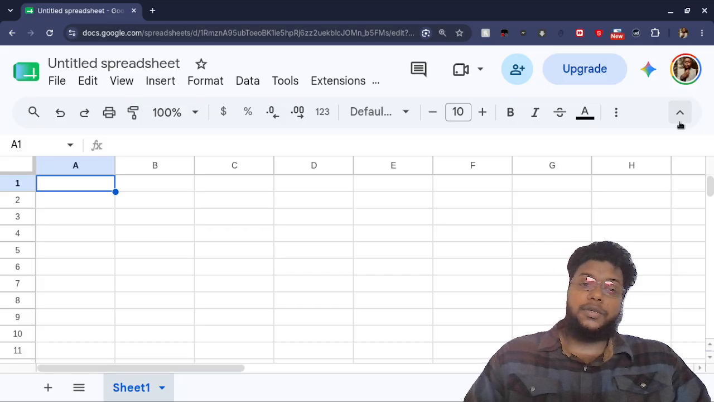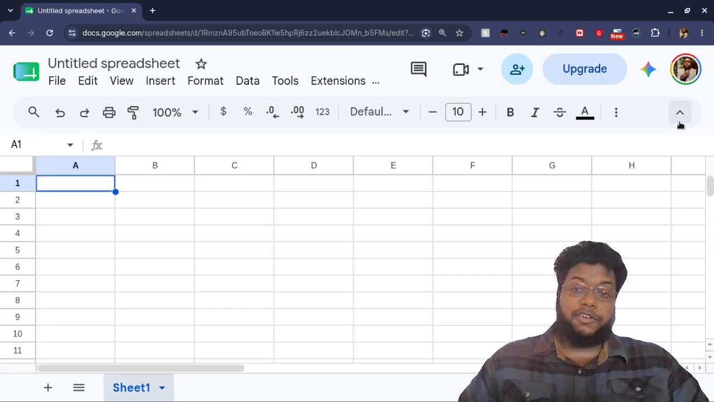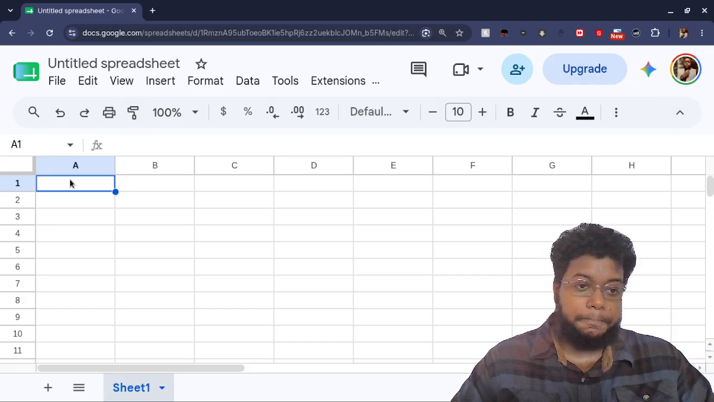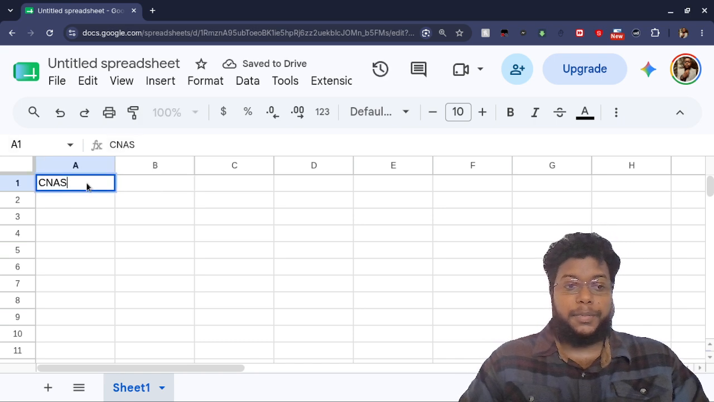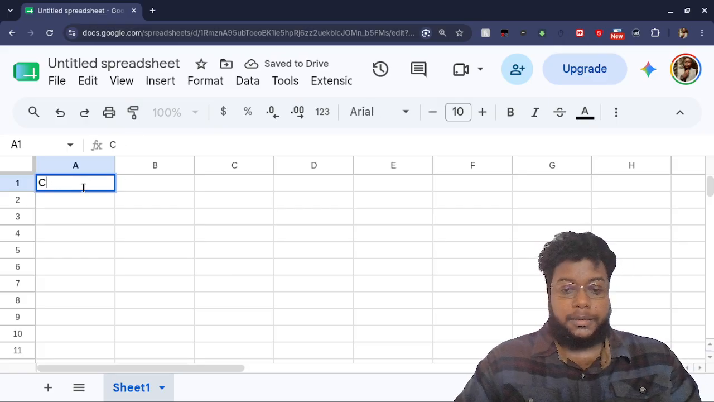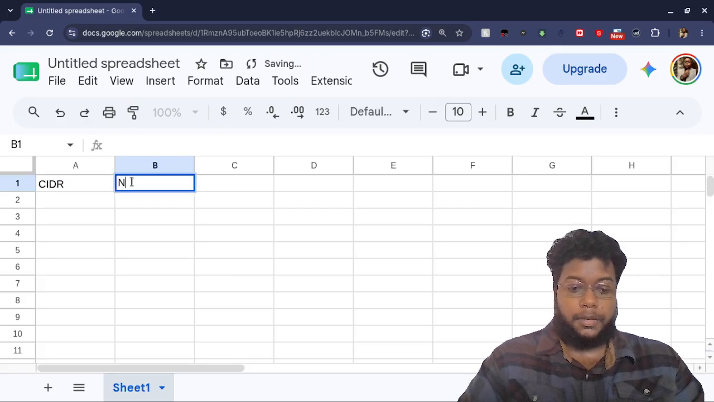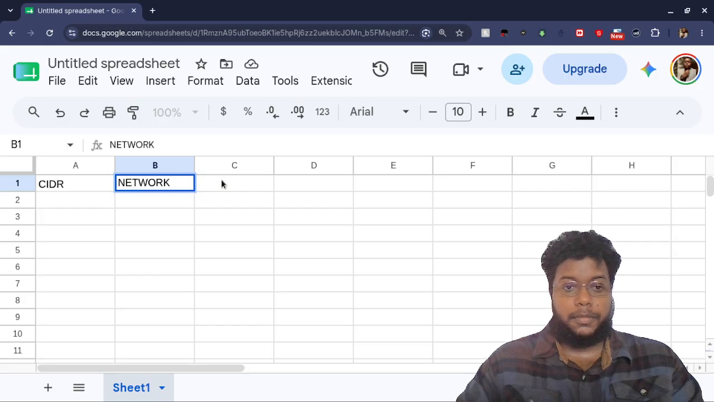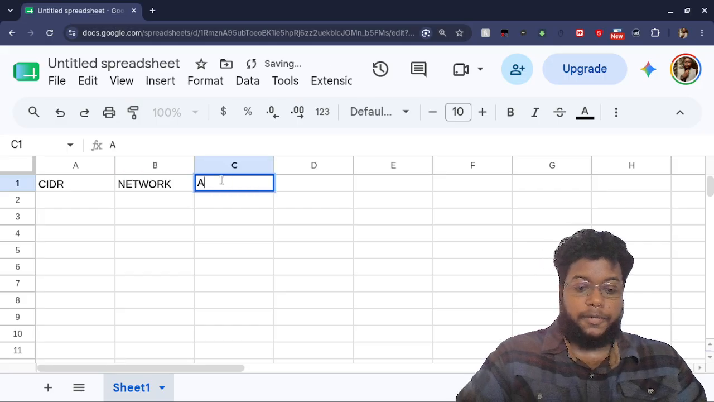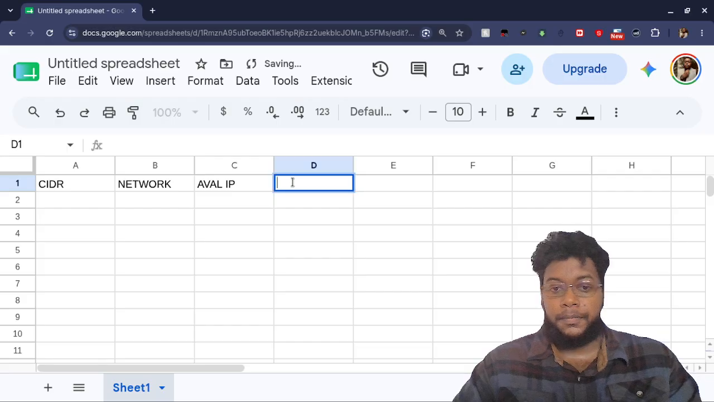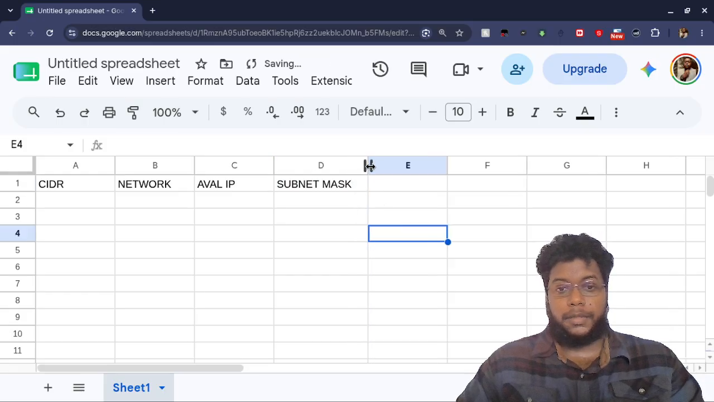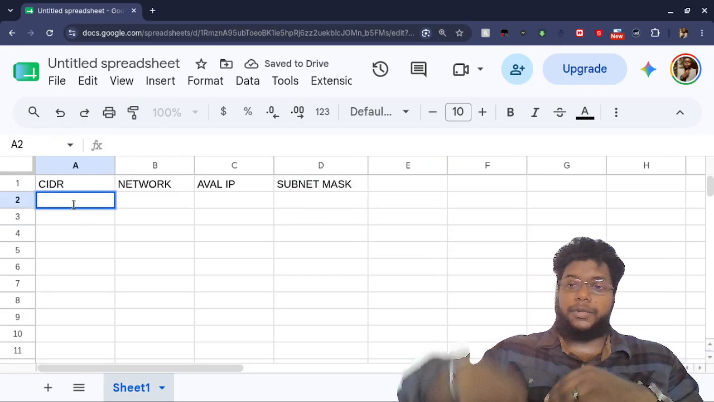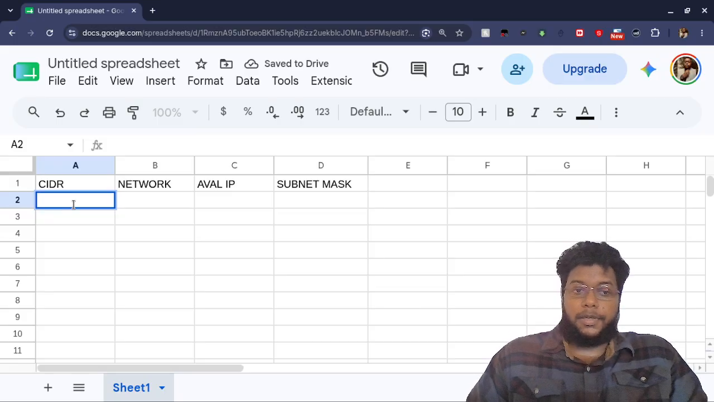Let's get into it. So the first thing that I want you to note is an acronym called CNAS. Look at it. CNAS. Very, very simple. Now let's break this down. CIDR, network, available IPs, and subnet masks. All right, cool. So now that we have this structured out, let's go down vertically and look at what CIDR is.